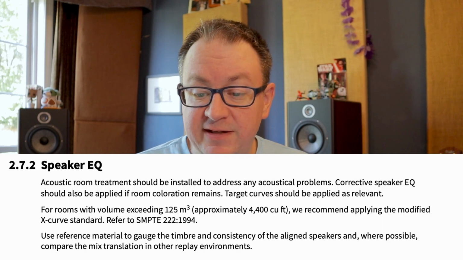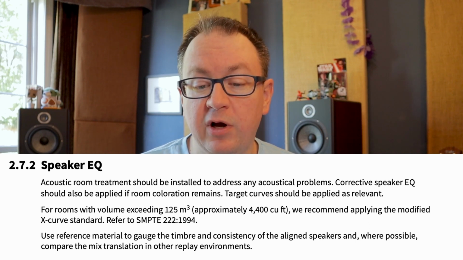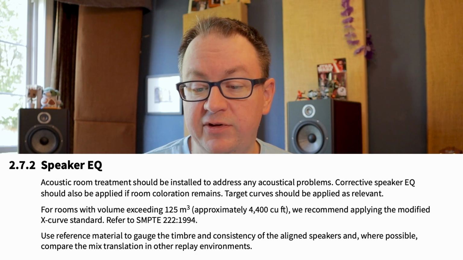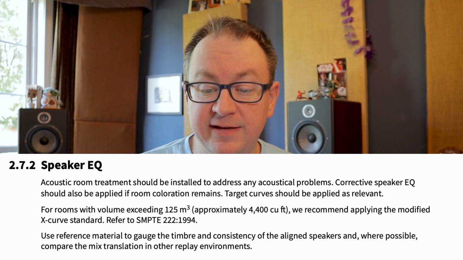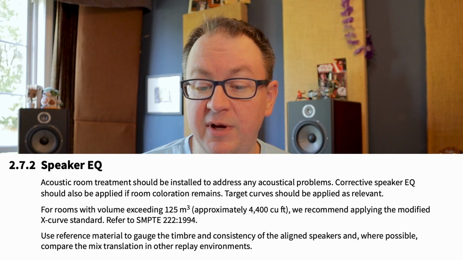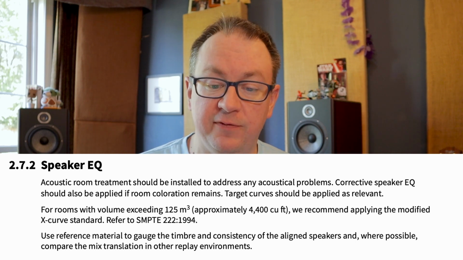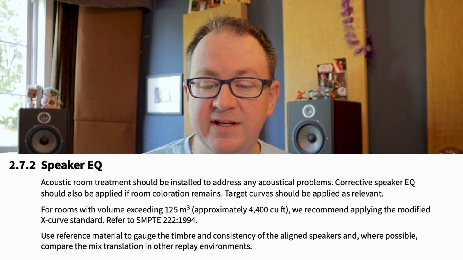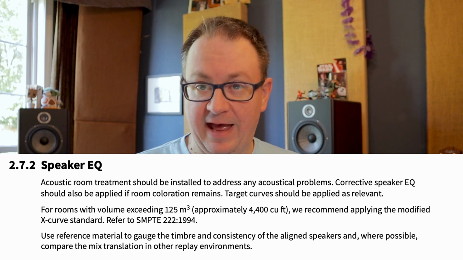So 2.7.2 speaker EQ: Acoustic room treatment should be installed to address any acoustical problems. Corrective speaker EQ should also be applied if room coloration remains. Target curves should be applied as relevant. For rooms with volume exceeding 125 meters cubed, approximately 4,400 cubic feet, we recommend applying the modified X-curve standard. You can refer to SMPTE 222, 1994. That's where that X curve is.